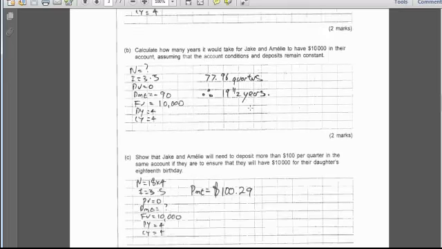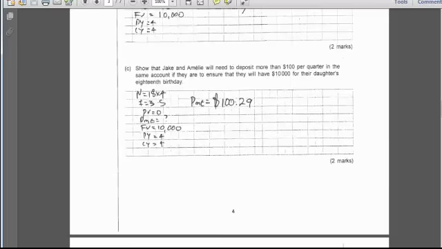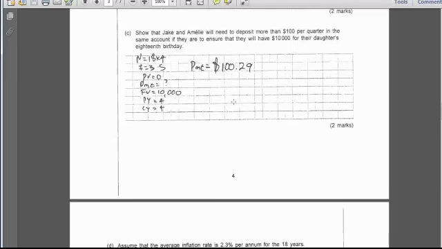So not quite exactly what they want. So if they're going to keep the same payments up, how long would it take to get there? So you just take out N, keep everything else the same, and find out your new N, and you get 77.96 quarters, which is about 19.5 years. Okay. Then the next bit says if they put in more than $100 per quarter, show that they'll actually have the money on their 18th birthday.